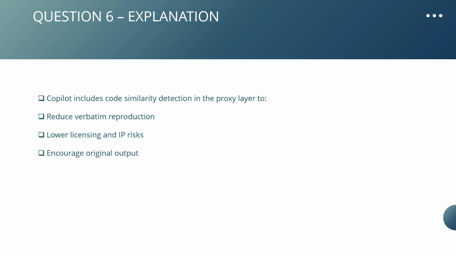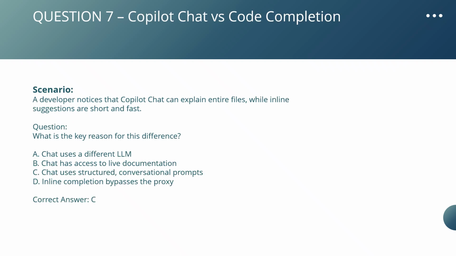Explanation. Copilot includes code similarity detection in the proxy layer to reduce verbatim reproduction, lower licensing and IP risks, and encourage original output. Question 7. Copilot Chat versus code completion. Scenario. A developer notices that Copilot Chat can explain entire files, while inline suggestions are short and fast. Question. What is the key reason for this difference?